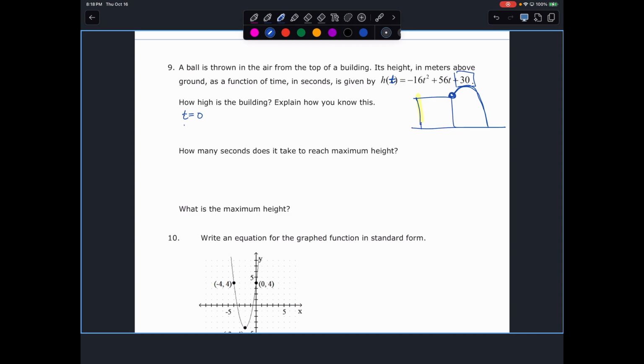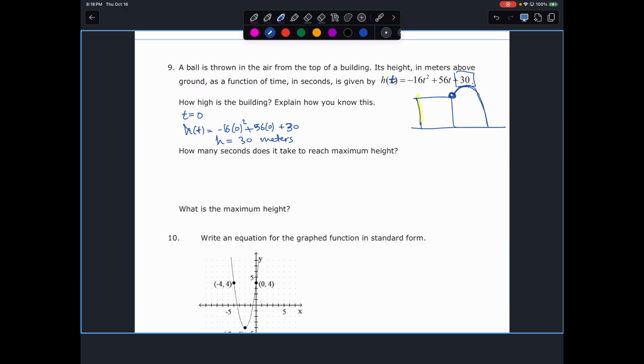So by plugging that in, h of t equals negative 16 times 0 squared plus 56 times 0 plus 30, which gives h equal to 30 meters. So the height of the building is 30 meters. Is that step clear? It all depends on the timing. The time when the ball is resting at the top of the building is 0, so we plug in t equals 0 and we get the height of the building is 30.